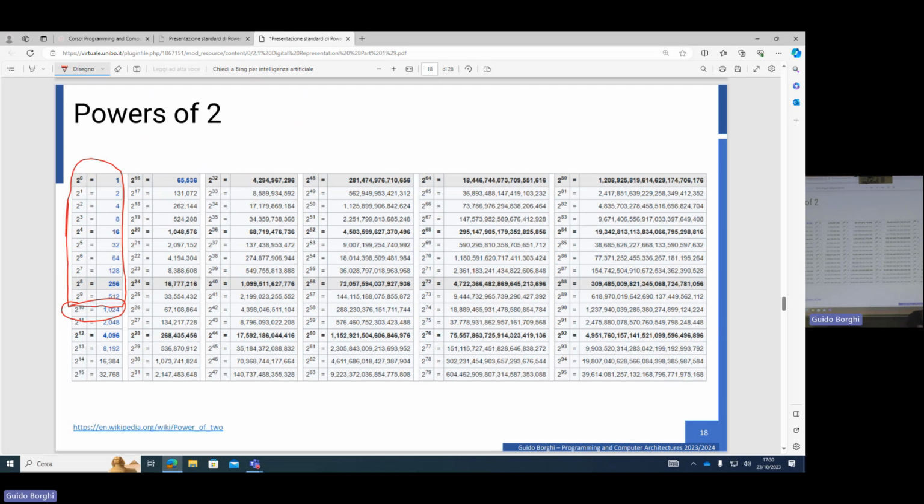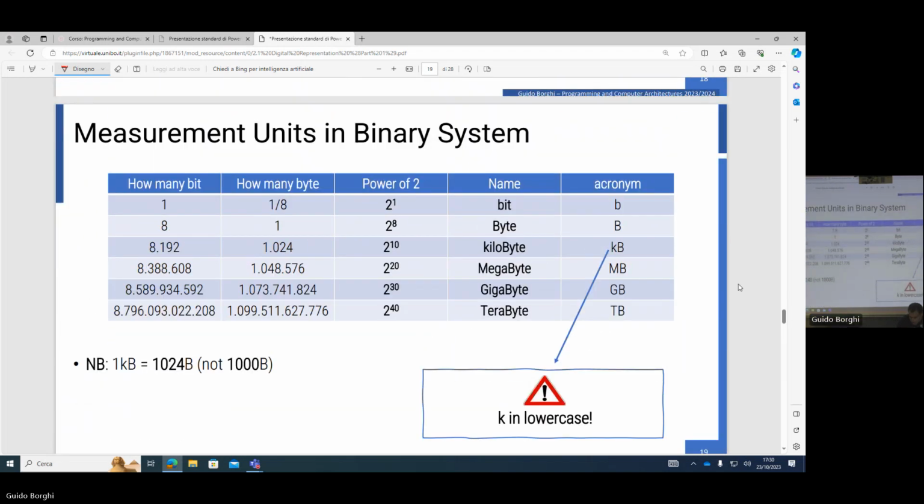So we have 1, 2, 4, 8, 16, 32, 64, 128, 256, sorry, and 512. Okay. All the others, you can see that we can express a lot of values in there. Okay. This slide is very important since you have to remember that with the binary system, we use the powers of 2 that are different from the powers of 10 that we use in our decimal positional representation.